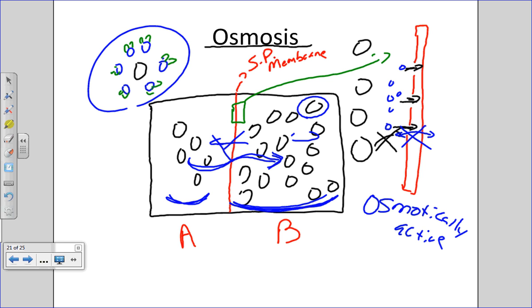How do these osmotically active particles affect the transport of water across the cell membrane? The more osmotically active particles on one side versus the other, that will influence osmosis. So you need to focus on the concentration of the particles, but you also need to focus on how that's going to affect the movement of water.